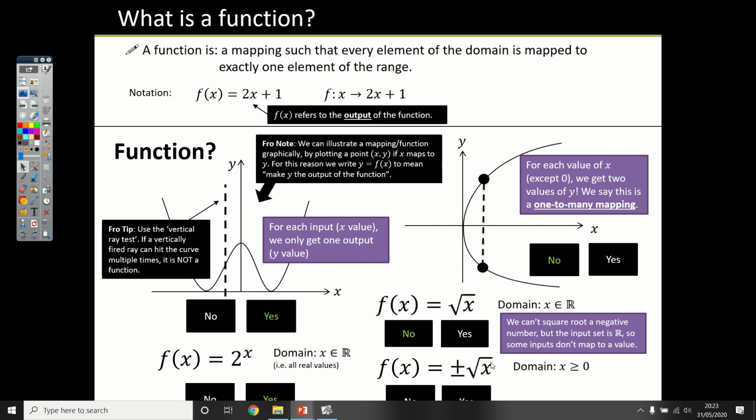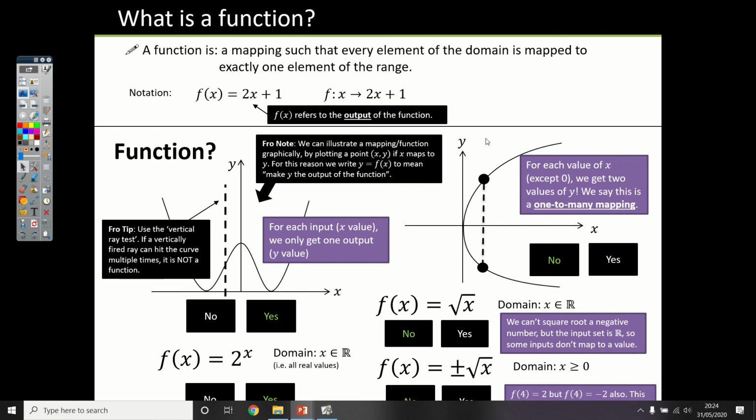But the final one, this is good for the domain. We've sorted out the domain and made it non-negative. If that was our domain up here, we'd be fine. But because of the plus minus, you get the same problem as over here. You've got multiple outputs, which makes it not a function again. It's going to say f of 4 is 2, f of 4 is also minus 2. That makes it one to many, so not a function.